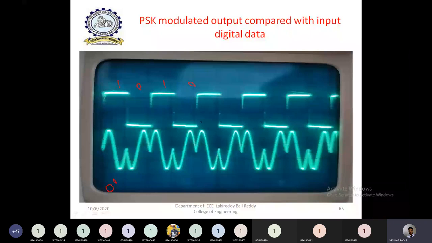So that's why the same carrier is obtained. Similarly, if the input is binary 0, then the PSK will generate the carrier with 180 degrees phase shift. What is the meaning of 180 degrees phase shift?